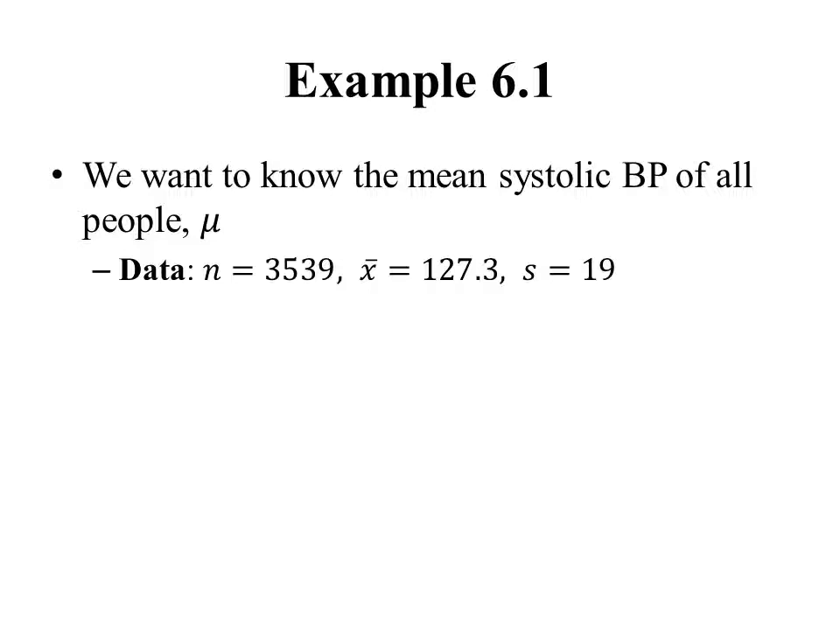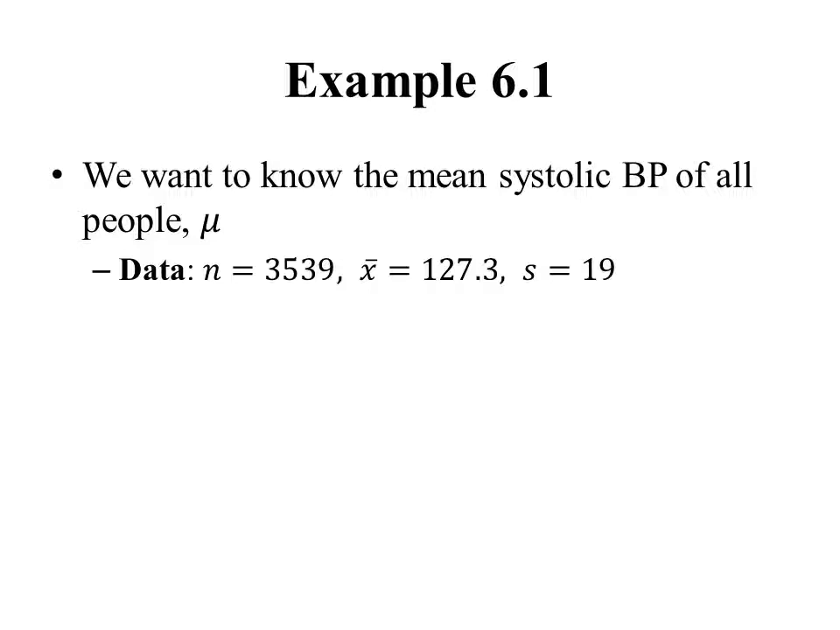So let's start off by looking at example 6.1 from the book. Now this is obviously from chapter 6, but we're going to use this to illustrate some ideas. Suppose that we want to know the mean systolic blood pressure of all people, and let's call that number mu. Well, in order to find the exact value of mu, I'd have to go out and get information from every single person in the United States, I guess. Take their blood pressures, add them up, divide by the number of people, and that would give me the exact value of mu. Well, that's obviously impossible to do.